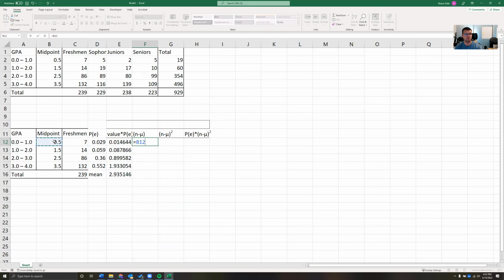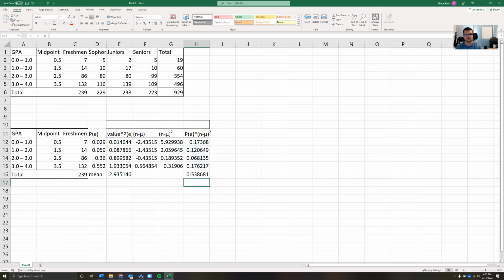Now we are going to do equals the midpoint minus the mean, or the value. Right here we have n, but don't worry about that. It should be the value. And so we're going to put a dollar sign right there. And we're going to drag this down. And then we are going to square it. Okay. And then we are going to do equals the probability of the event multiplied by that, drag it down, sum. And so this right here is the variance.